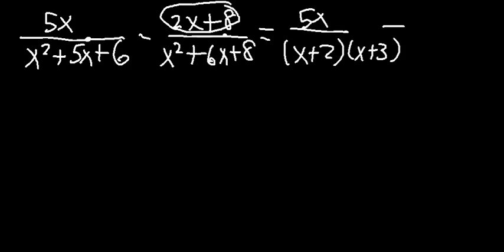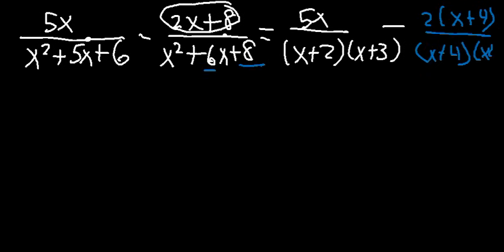Now, on top, we can take out the GCF, which is a 2, and we'll have x plus 4 left over. On the bottom, two numbers that multiply to 8 but add to 6 are 4 and 2. 4 times 2 is 8, 4 plus 2 is 6. So it's x plus 4 times x plus 2. And I'm always running out of space. But that's the x plus 2 there. So we can cancel these.